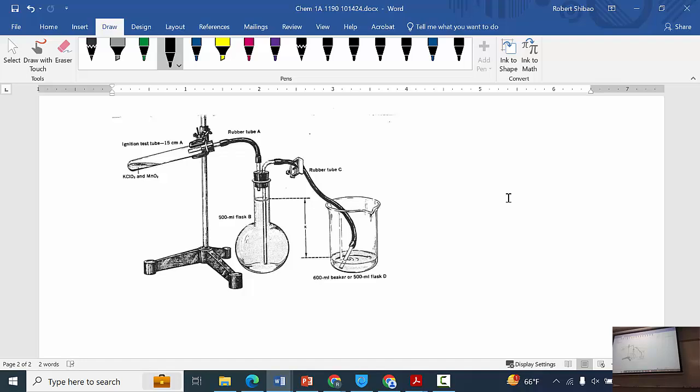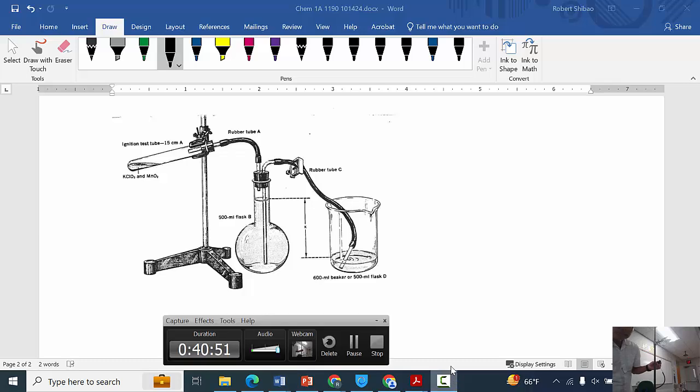And so we need to trap the oxygen in this. And the way we're going to trap it is by water displacement. And so we have to set this up first properly. So before I stopper this, let's flip the camera this way here. Before I stopper this, I'm going to put this in here like this. And so this is it.